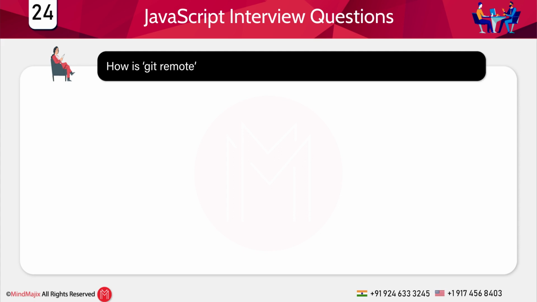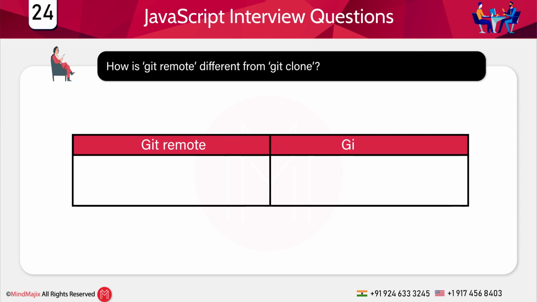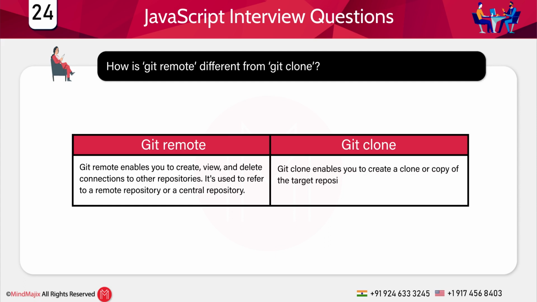How is git remote different from git clone? Git remote enables you to create, view and delete connections to other repositories. It is used to refer to a remote repository or the central repository. Git clone enables you to create a clone or copy of the target repository. It is used to target a different, already existing repository.